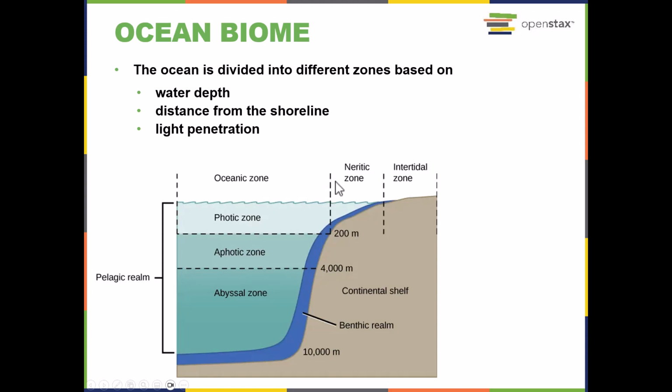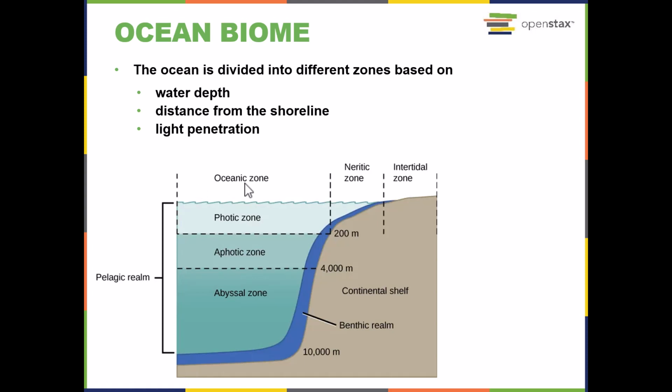If we look at it from distance from the shore, we can separate it moving this way. We have the intertidal zone, so this is area that gets covered during tides and then also exposed. And then we have the neritic zone, where we're still sort of at that shelf. And then when that shelf really drops off, we're in the oceanic zone.